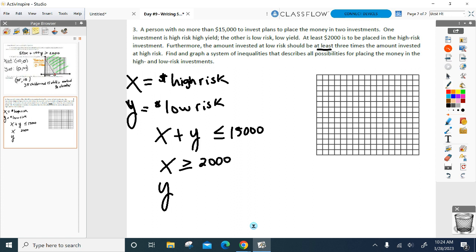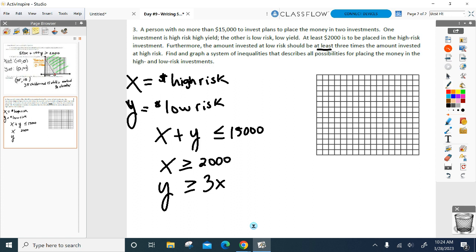So go ahead, Dylan. Should be greater than or equal to 3 times my high risk. Yeah. Okay. There it is. There's all three. It's not 3y. 3 times that I invested at the high risk, right? And high risk, if you called high risk Y, then yeah.